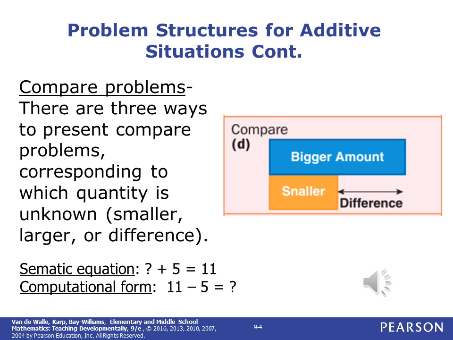I do want to make a note of something that deals with mathematical terminology at this point, and it's the difference between semantic and computational equations. A semantic equation has an unidentified part plus a known part equal to a whole. A computational problem has the two known parts on one side equaling the unknown.